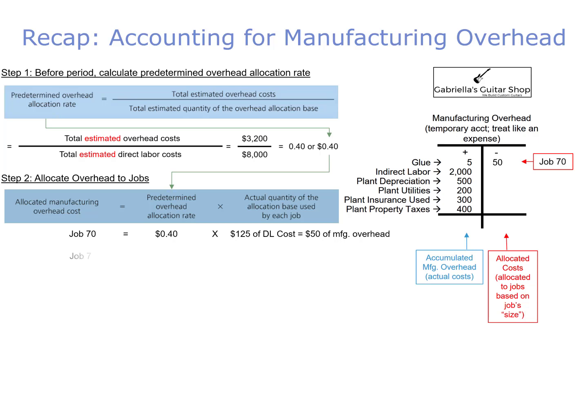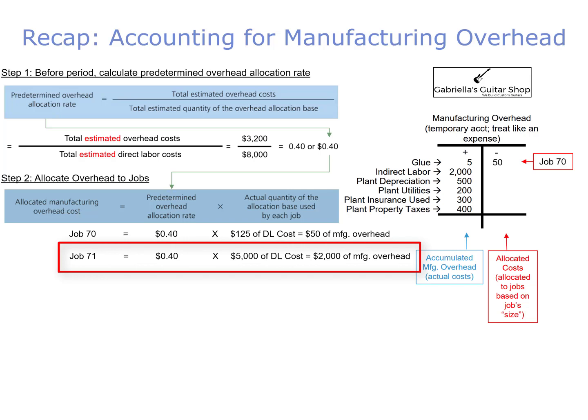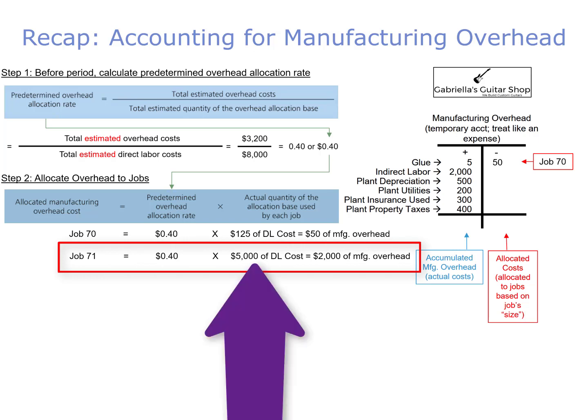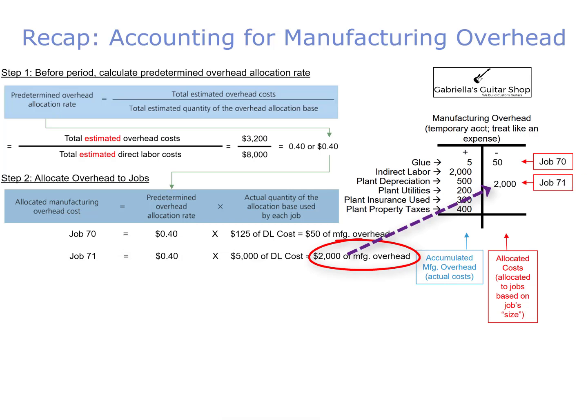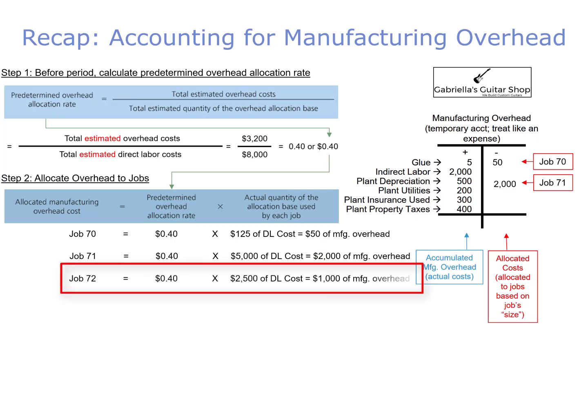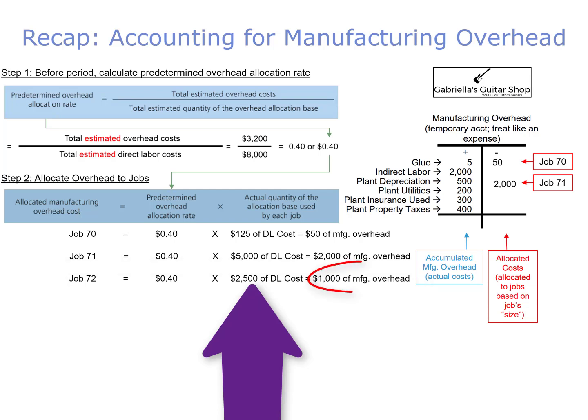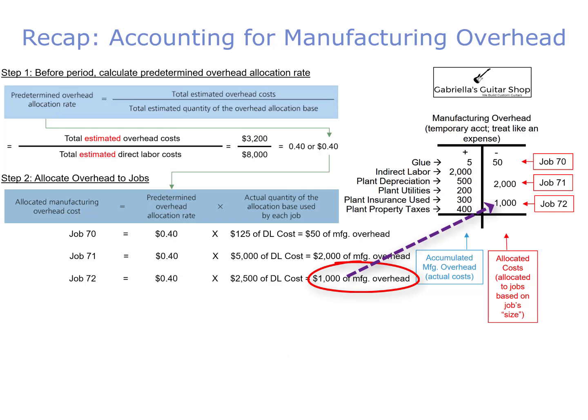We do the same for job 71, which apparently had $5,000 of direct labor costs, which means overhead is credited $2,000 and assigned to job 71's job cost record. And finally, we do the same for job 72, which apparently had $2,500 of direct labor costs and results in $1,000 being taken from the overhead account and added to job 72's job cost record.